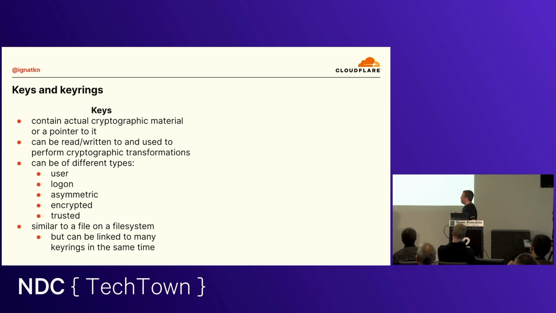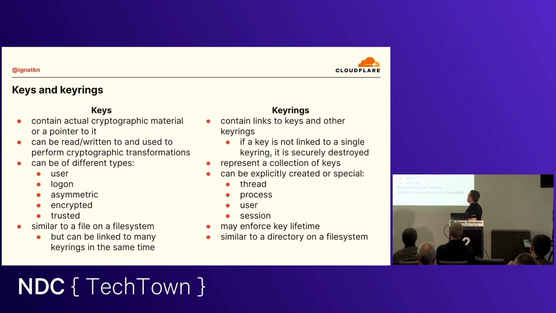It's kind of similar to a file on a file system, but unlike a file, keys can be linked to many keyrings at the same time. You can have a file only in one directory, but you can have a key in several keyrings at the same time. And keyrings are collections of keys. They call it links to keys or any other keyrings. Basically, keyrings control the lifetime of the linked key. So if a particular key is not linked to a single keyring, it gets automatically and securely destroyed.